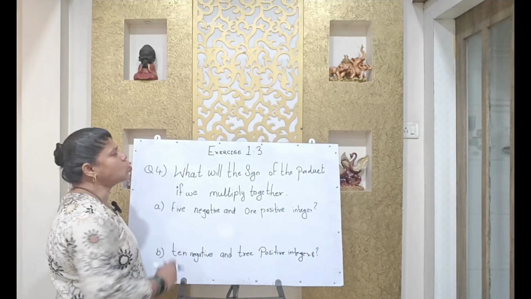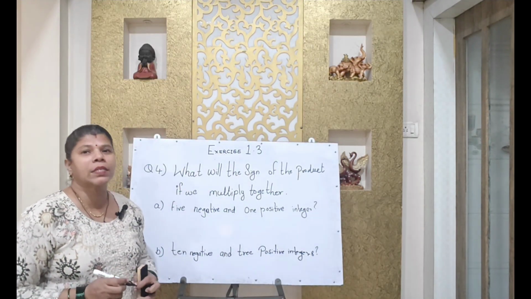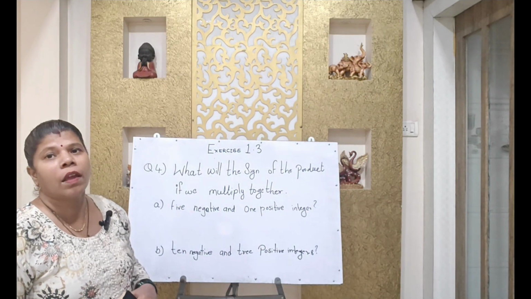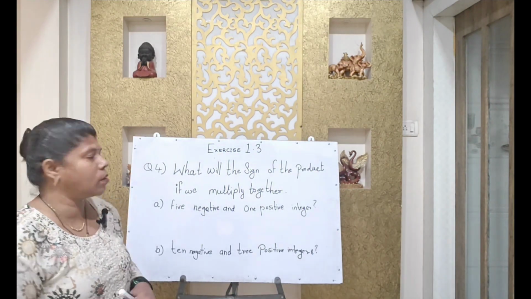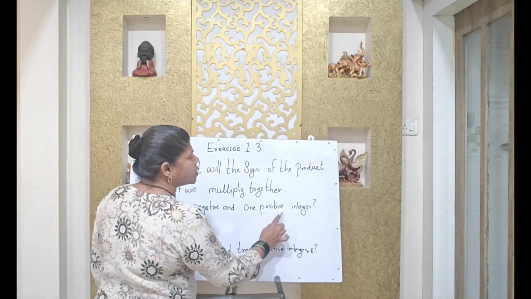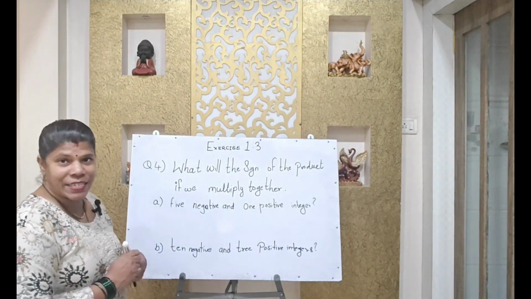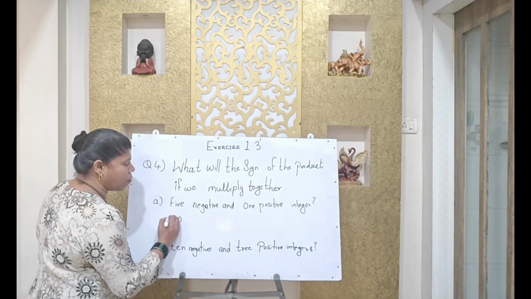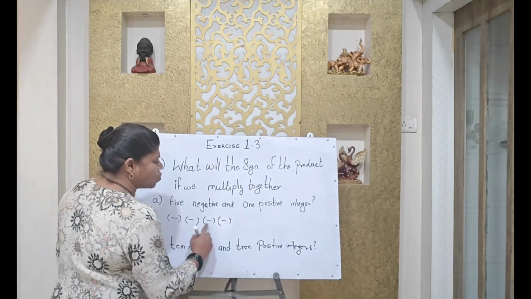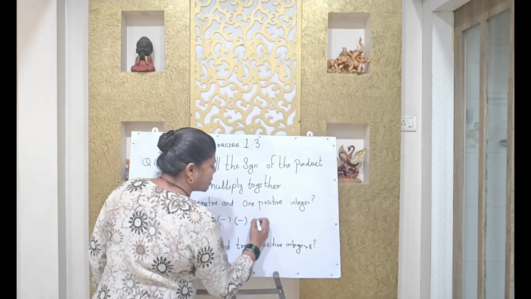Question number 4. What will be the sign of the product? They have only asked about the sign. What will be the sign of the answer if the following conditions are there? First condition, 5 negative and 1 positive number. So they have chosen 5 negative numbers. So 5 times we have to write the negative sign. We multiply the negative sign 5 times, 1, 2, 3, 4 and 5 times, and the positive sign 1 time.